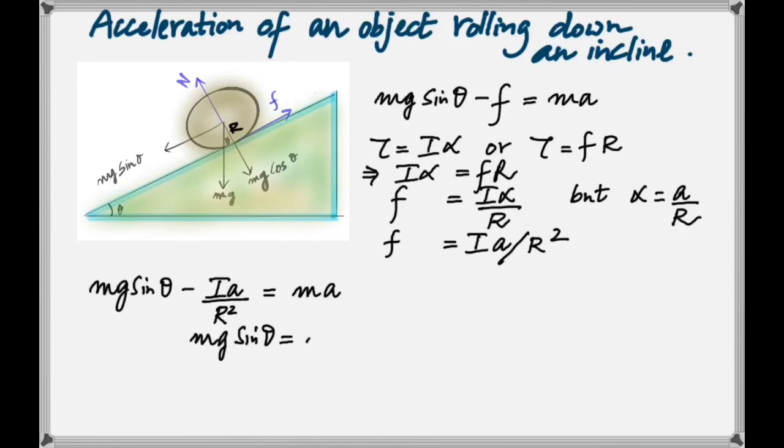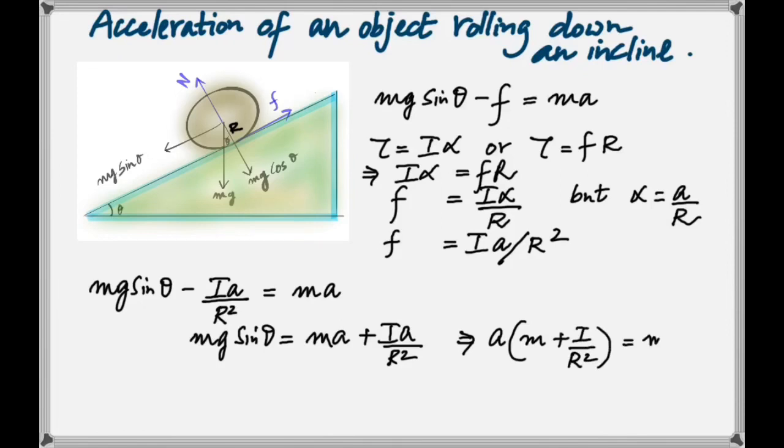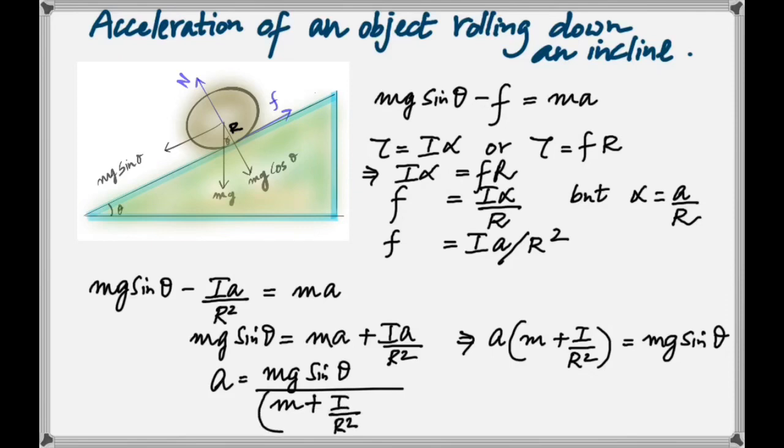We bring them to the same side, separate, take the a out, and then on the right side we have mg sine theta. So now make a the subject and we have our formula: a equals mg sine theta divided by m plus I by r squared. Now this is a general formula using which we can find the acceleration of any object rolling down an incline.